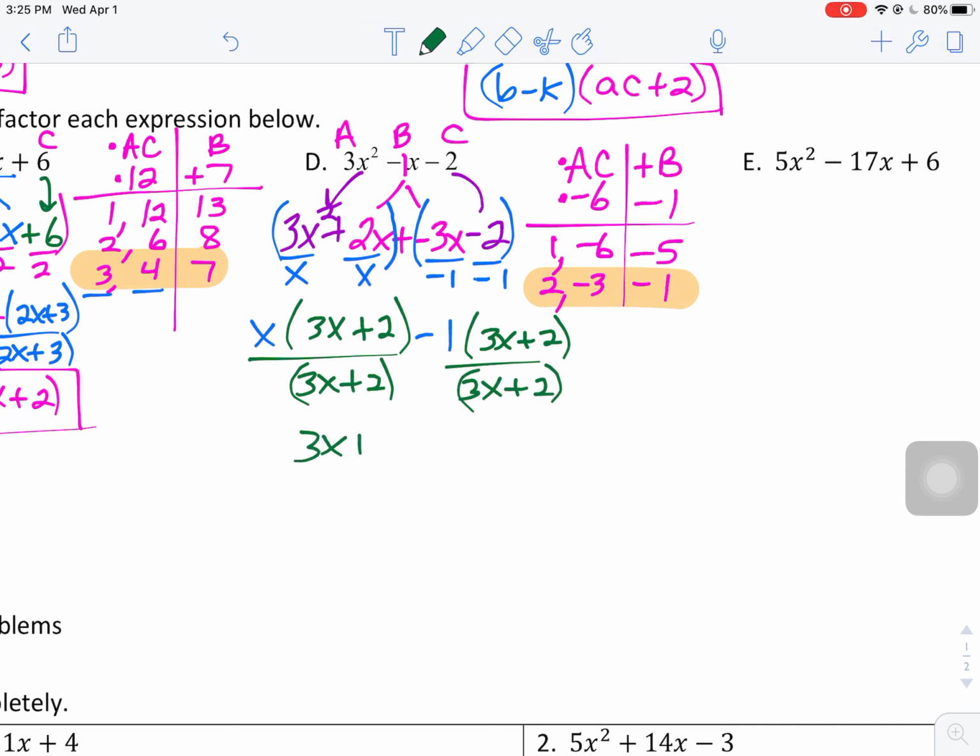In the step I just did, the division by 3x plus 2 in green, if you want to start skipping that step, feel free to skip that step and just jump to this answer here at the end. And there you go. Why don't you pause the video and try E?